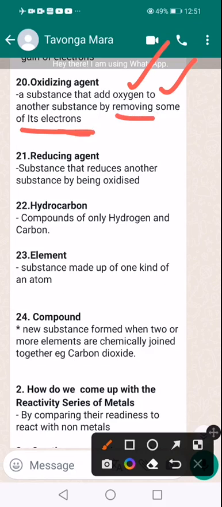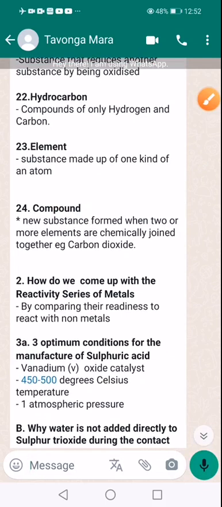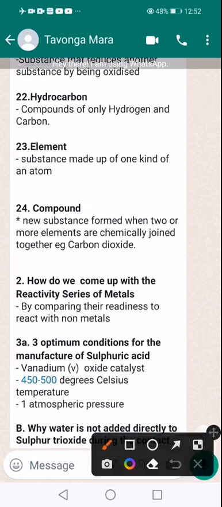Then hydrocarbons. These are compounds of only hydrogen and carbon. A compound is a new substance formed when two or more substances are chemically joined together. Another hydrocarbon. Then an element is just a substance made up of one kind of atom, for example, carbon.